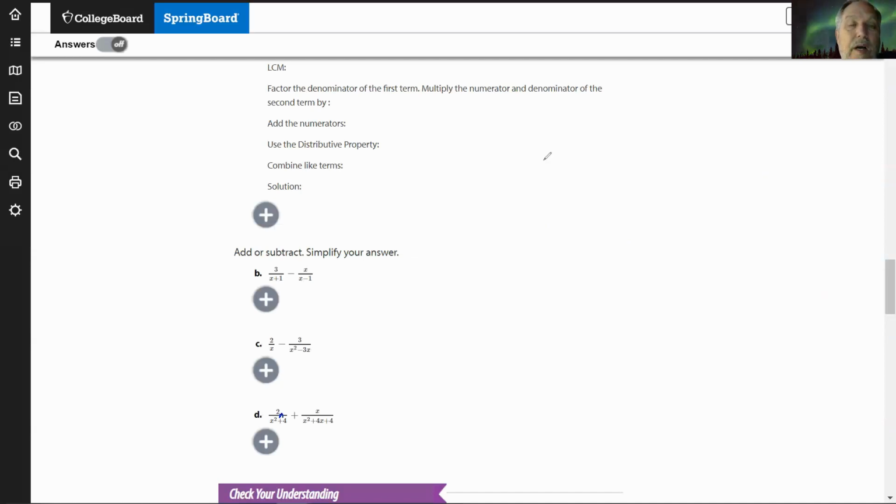D. I noticed that my example here is not the same as yours, so I'm going to go ahead and write down what you have. So you have 2 over x squared minus 4 plus x over x squared plus 4x plus 4. And so I'm going to go ahead and factor each one. So it's going to be 2 over, well, this is a difference of squares. So it's going to be x plus 2, x minus 2.